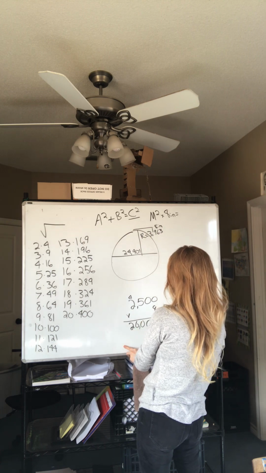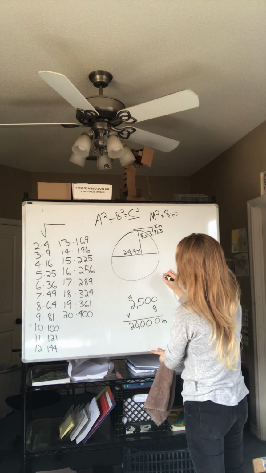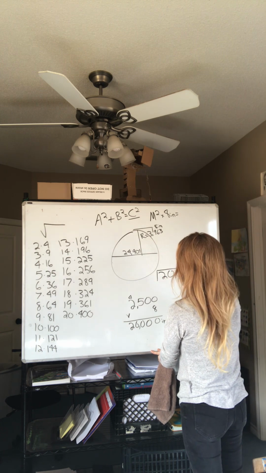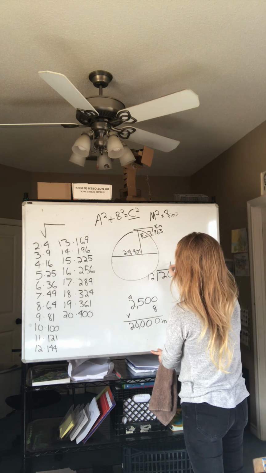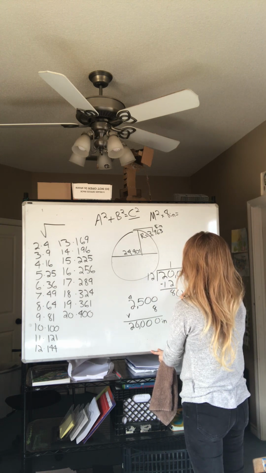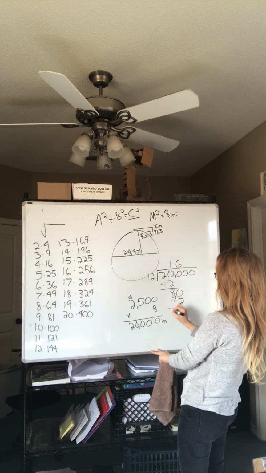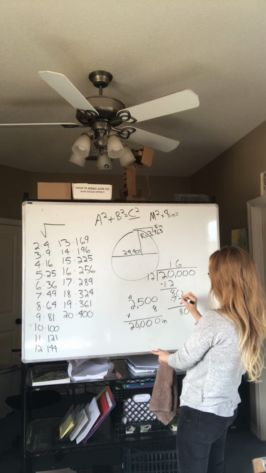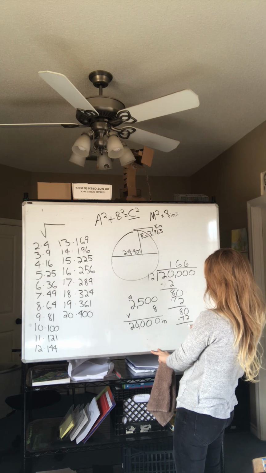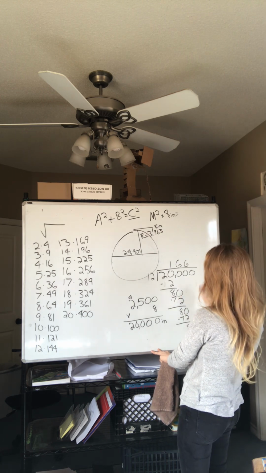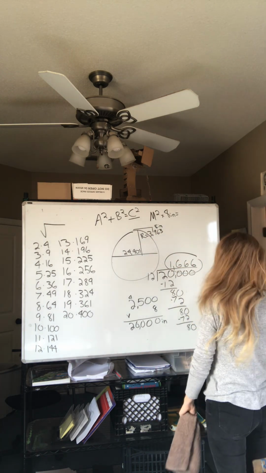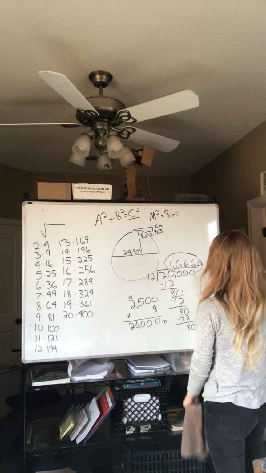Okay, so we have 20,000 inches, or if we divide the 20,000 inches by 12 feet, okay, which would give us 1,666 feet.